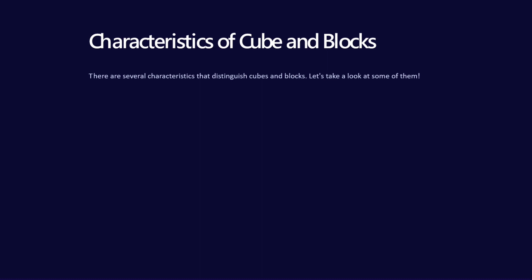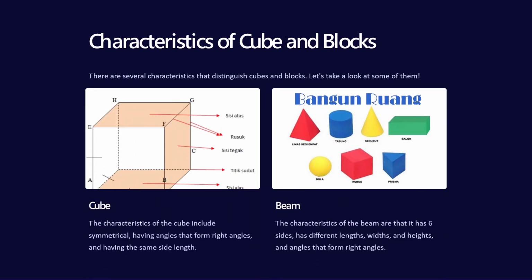Characteristics of cube and blocks. There are several characteristics that distinguish cube and blocks. Let's take a look at some of them. Cube. The characteristics of the cube include symmetrical, having angles that form right angles, and having the same side lengths. Beam. The characteristics of the beam are that it has 6 sides, has different lengths, widths, and heights, and angles that form right angles.